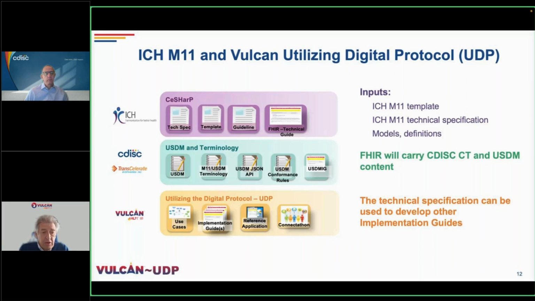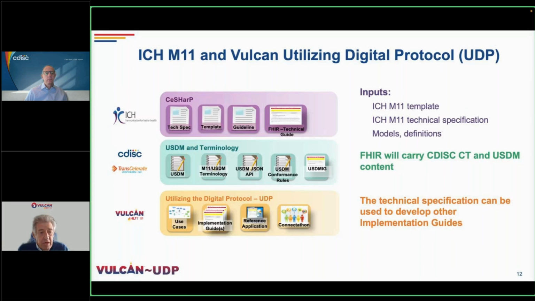So what ICH are doing is bringing something which gives structure to the way you describe the contents of a protocol, so that we can go to section, and I make the section numbers up, we go to section 3.4.1 and we find that that always deals with inclusion criteria.